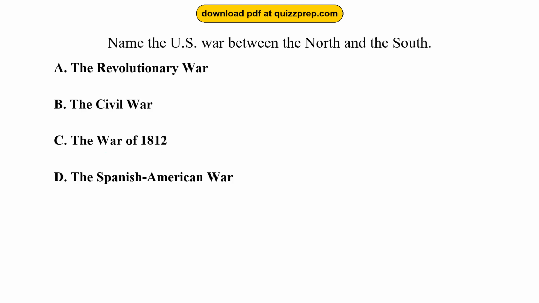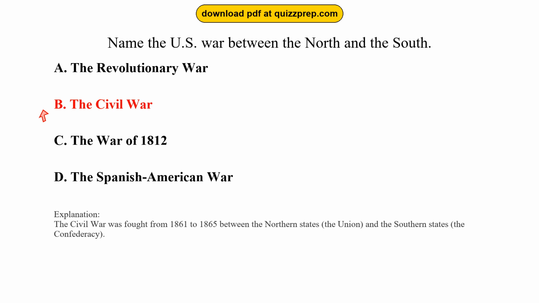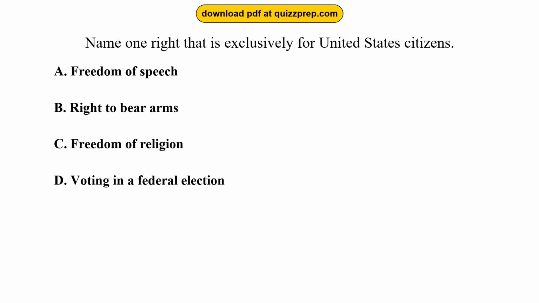Question 49. Name the U.S. war between the North and the South. Option A, the Revolutionary War. Option B, the Civil War. Option C, the War of 1812. Option D, the Spanish-American War. The correct answer is option B, the Civil War. The Civil War was fought from 1861 to 1865 between the Northern states, the Union, and the Southern states, the Confederacy.